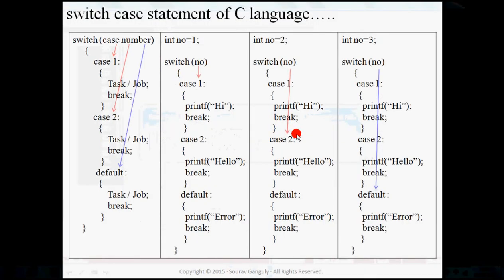Okay, come here. If the number is 1, this case 1 will execute. If this is 2, then case 2 will execute. If any other number, that means 3, 4, 5 or any positive integer, then this default section will execute.